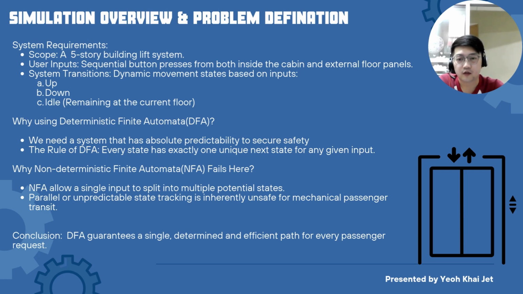On the other hand, the NFA allows a single input to split the machine into multiple potential states simultaneously, which is not desired and highly dangerous when we're dealing with the passenger's safety in the lift logic. So by utilizing a DFA, we can guarantee a single, determined, and mathematically safe path for every single passenger's request when using the lift.